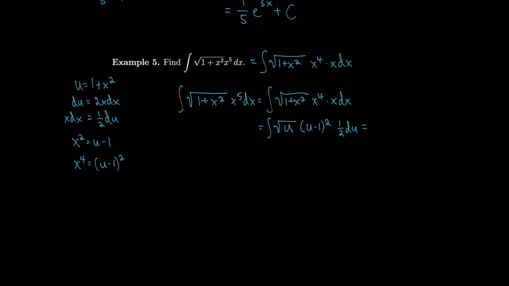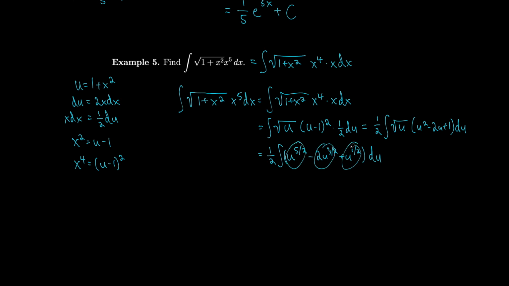Way easier to work with, because now we can say that this is half of the integral of square root of u times u squared minus 2u plus 1 du, which is equal to half of the integral of u to the 5 over 2 minus 2u to the 3 over 2 plus u to the half du. And you might say, well, that's so gross, but actually that's just a whole bunch of power functions. Those are so easy to integrate one by one.